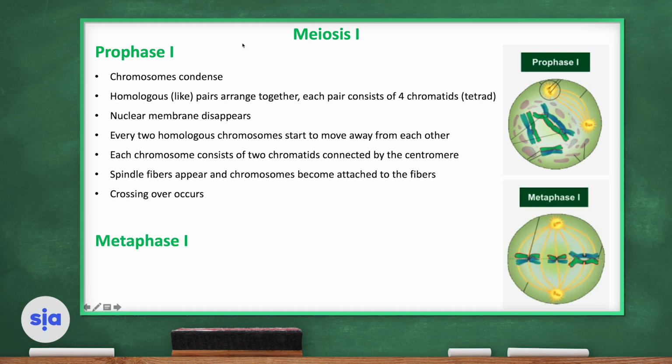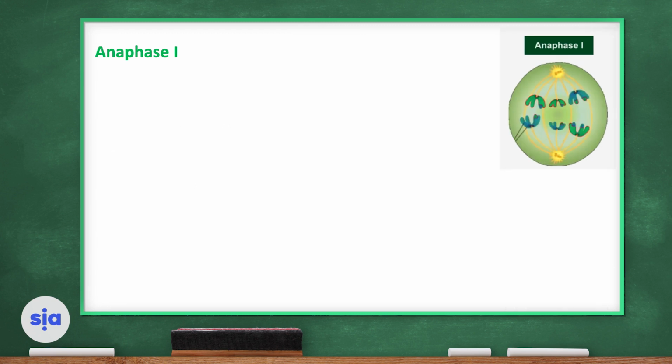Can you notice that the changes in the prophase 1 are many? Yes, this is the longest phase, and this is what characterizes or makes meiosis 1 special, prophase 1. In metaphase 1, and as usual, the chromosomes will arrange in the equator of the cell. Pairs of chromosomes will arrange in the equator of the cell.